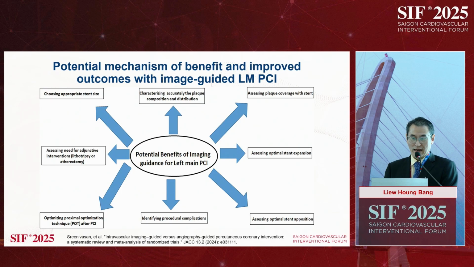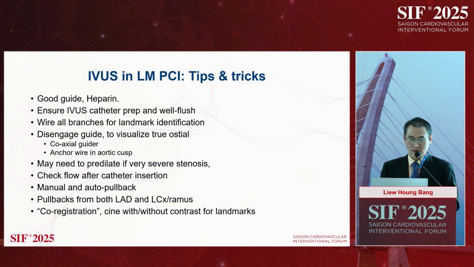So the potential mechanisms of benefit, and how IVUS may improve left main PCI, include this. Before the procedure, we can look at the size of the vessel accurately. We can assess the plaque morphology. We can look at how we would use devices to optimize lesion and lumen preparation. And last but not least, post-procedure, we can optimize the result.